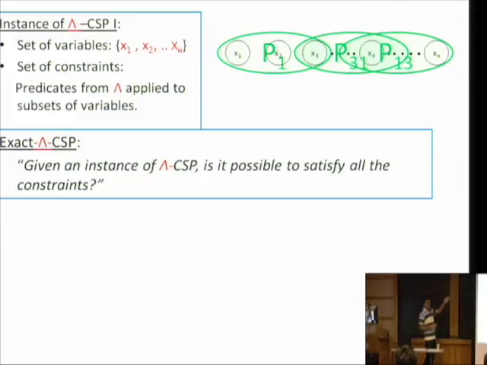And you can ask two kinds of questions given an instance. One is exact CSP, where given an instance of lambda CSP, is it possible to satisfy all the constraints or not? So that is exact lambda CSP. That's the question.